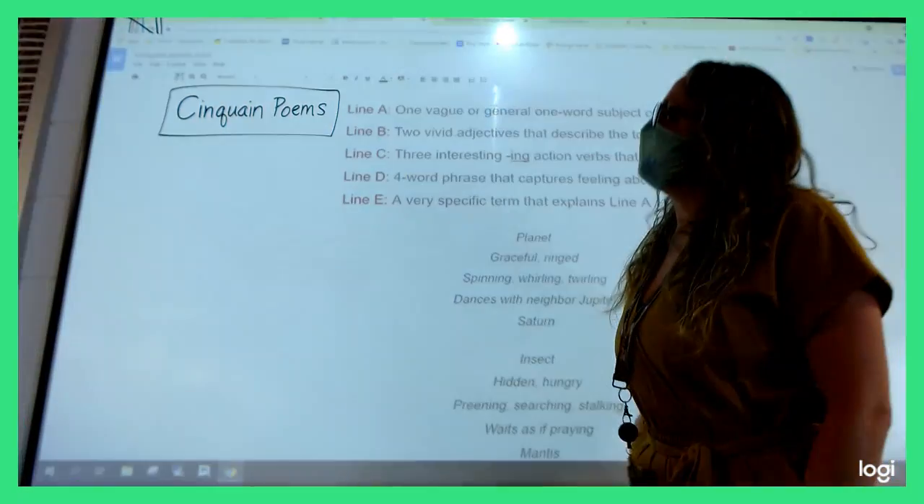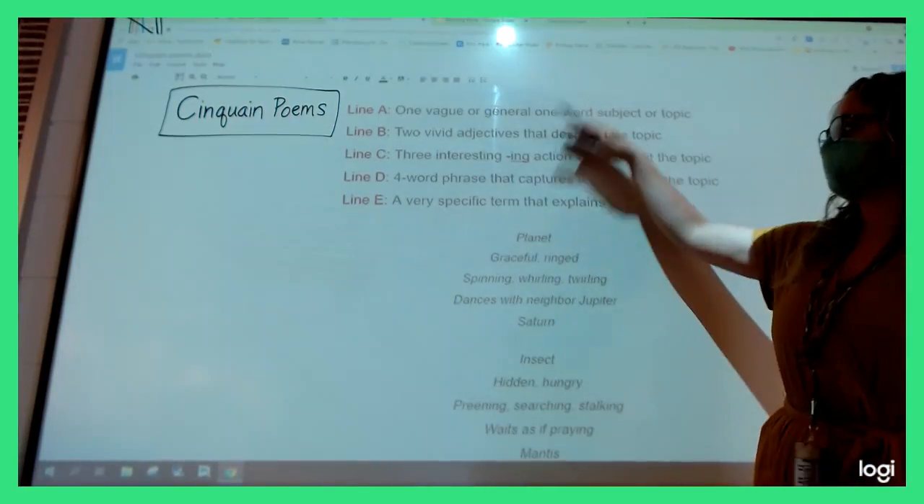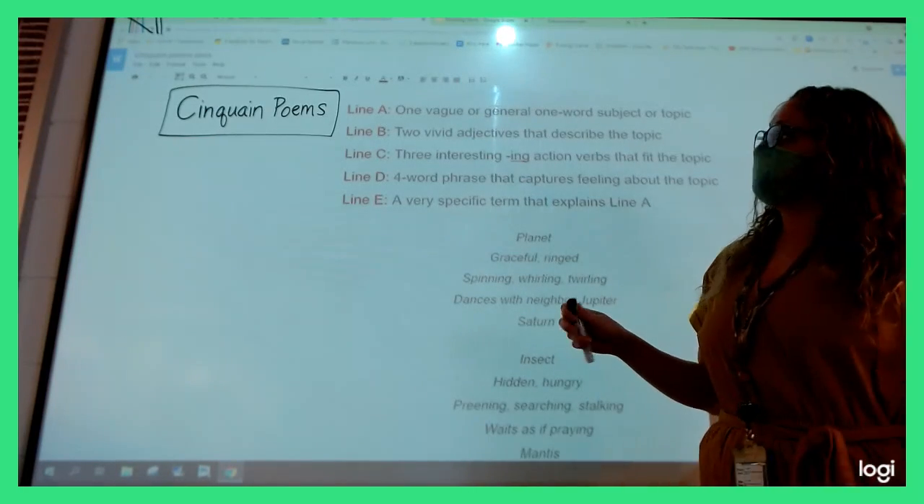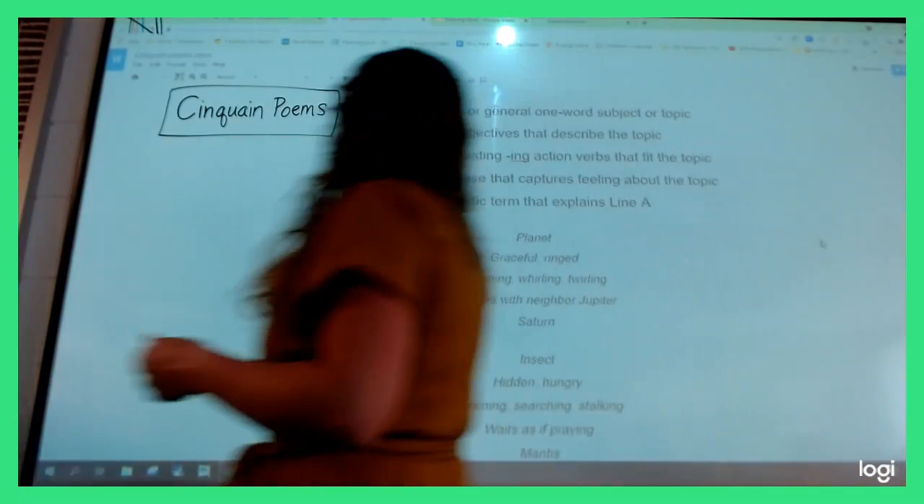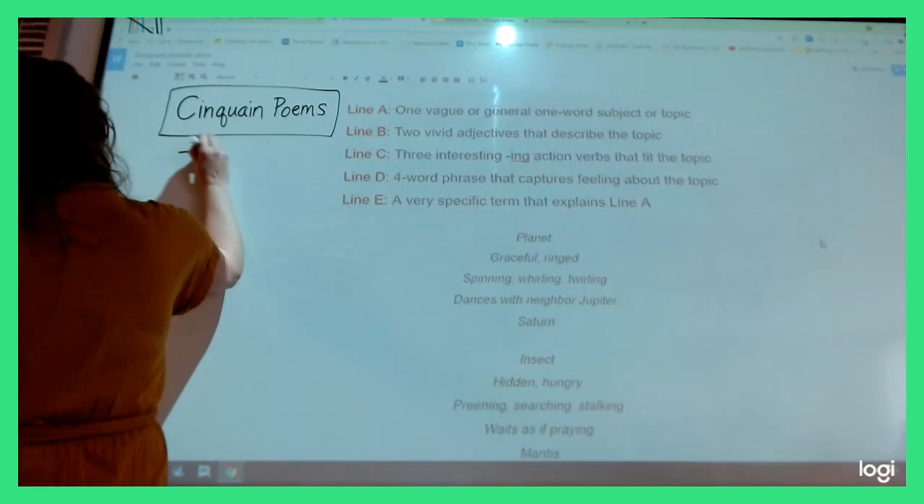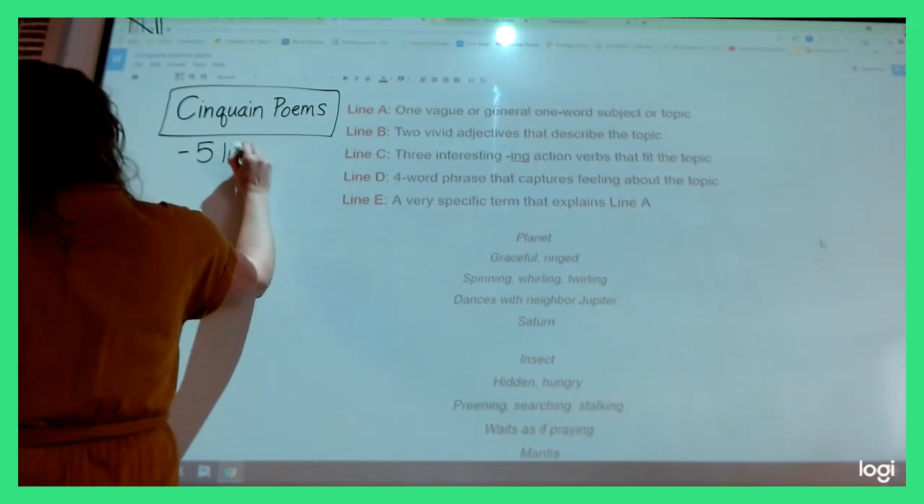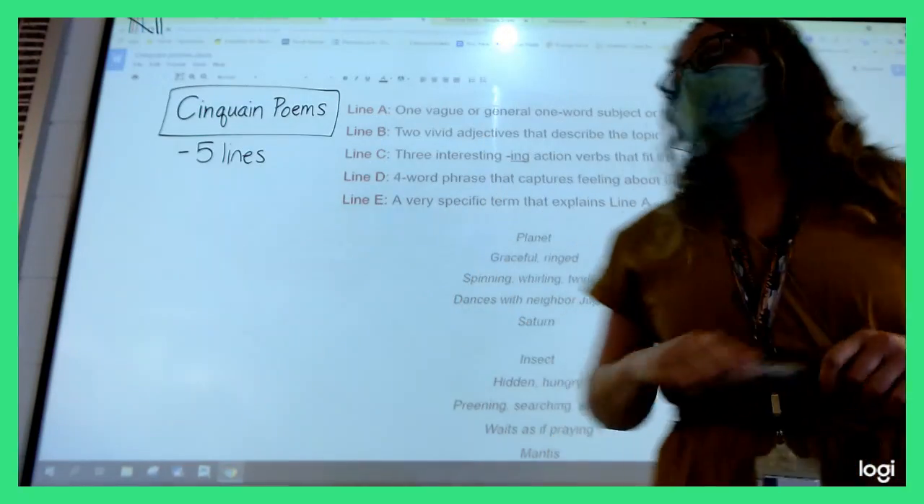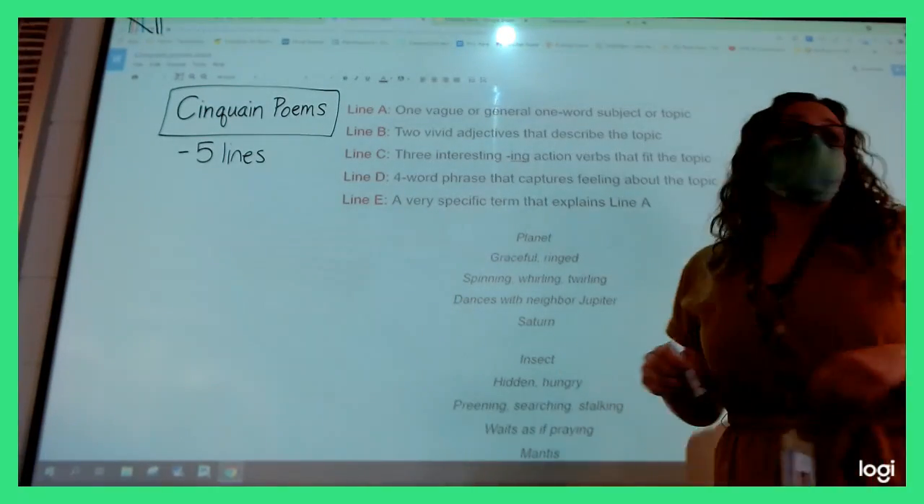Okay, so a Cinquain poem. I'm going to run you through basically how it goes, and then we'll talk about what it all means. So a Cinquain poem has 5 lines. Okay, so you might want to write that down. 5 lines. You can't have 4, can't have 7, can't have 100. It has 5. Okay? Now, each line has rules.